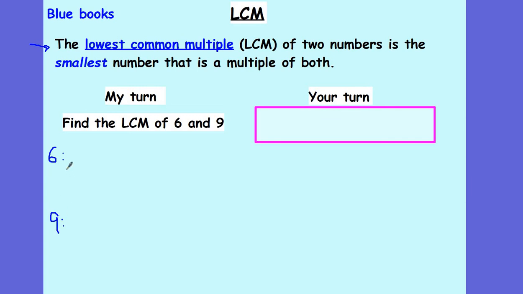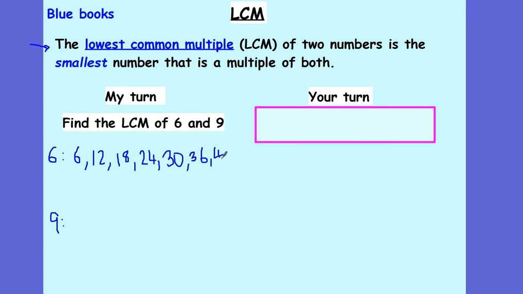So what's my first multiple of 6? Ryan, what's my first multiple of 6? 6, lovely. Sophie, what's my second one? 12. And Izzy, what's my third one? 18. Owen, what's my fourth one? 24. Josh, what's my fifth one? 30. And we can carry this on for as long as we need.